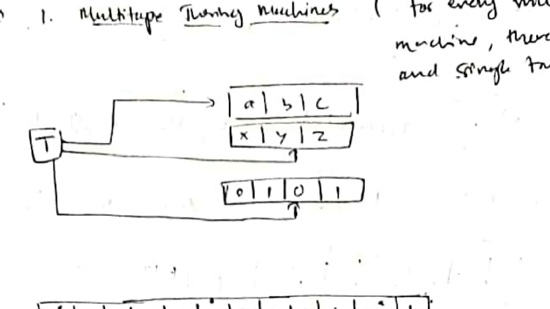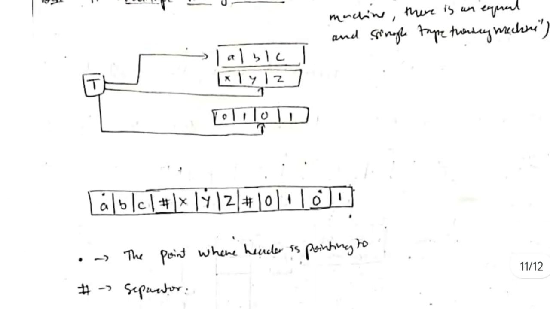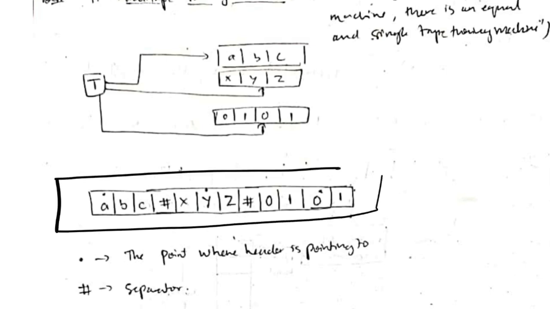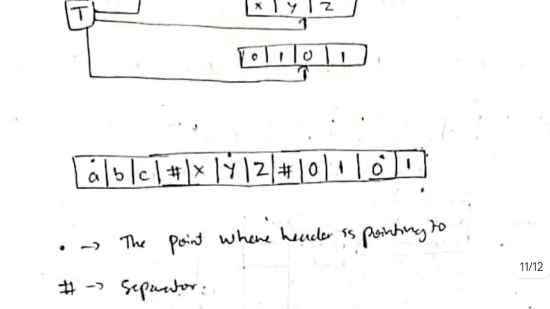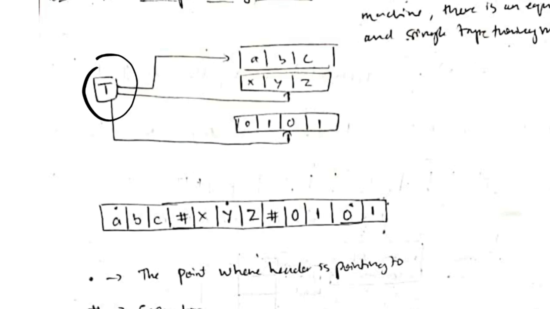So converting the multi-tape into a single tape, we have to make a single diagram here, and we'll have the letters a, b, c, then x, y, z, and 0, 1, 0, 1, and that will be separated by a hash here. And whichever place it's pointing to, like the head is pointing to a in the first one, and y in the second one, and 0 in the third one. So at the top of that we will have a dot here. Okay, the dot represents which place the head is pointing to.